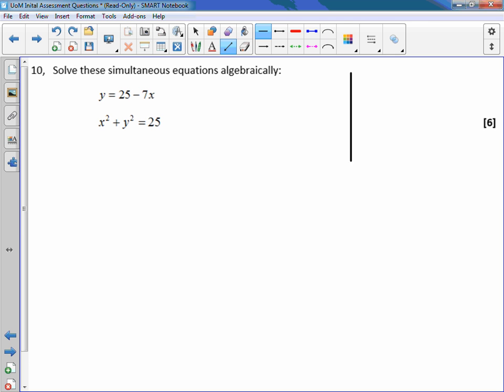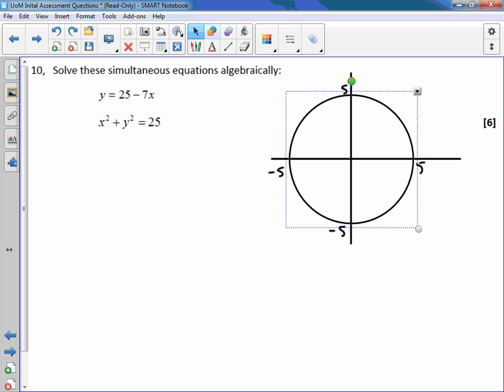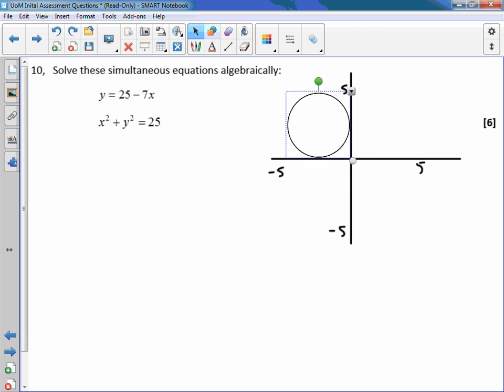Let's draw our axes. Let's draw ourselves a circle. Okay, so that's 25 there. No, it's not. It's 5 there. Minus 5, 5, minus 5. Oh, crikey. Got the scale very wrong here, haven't I? So let's make that a lot smaller.